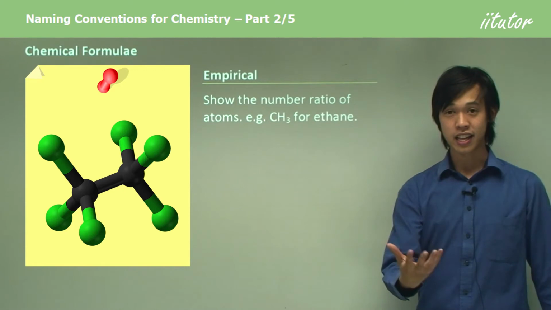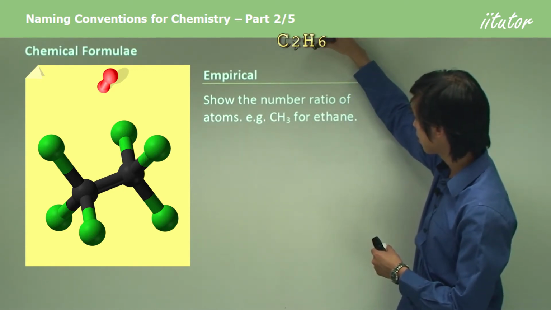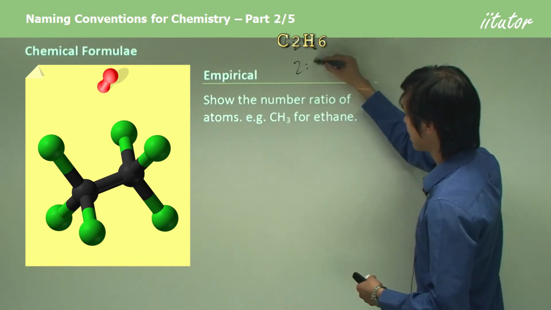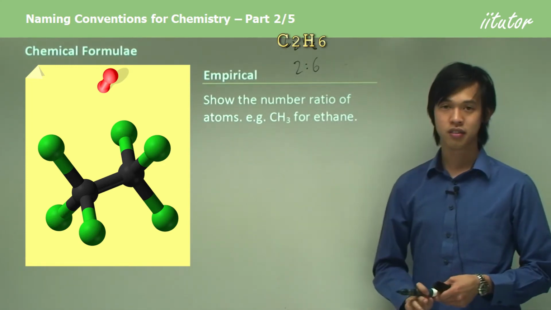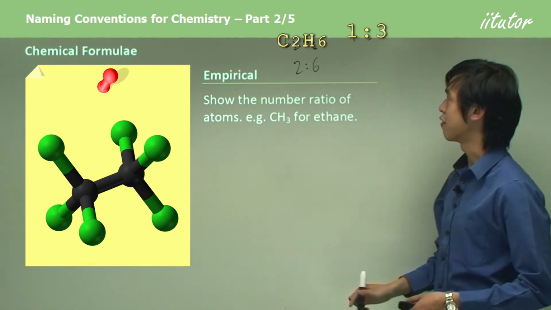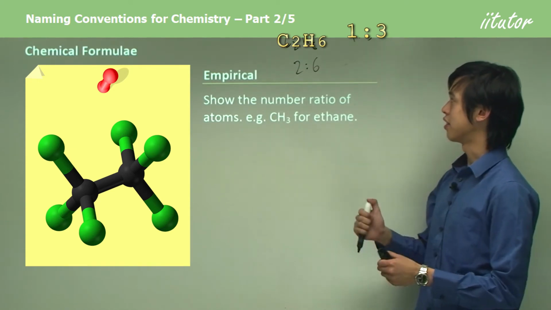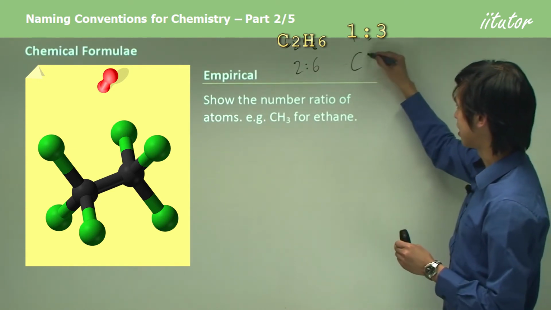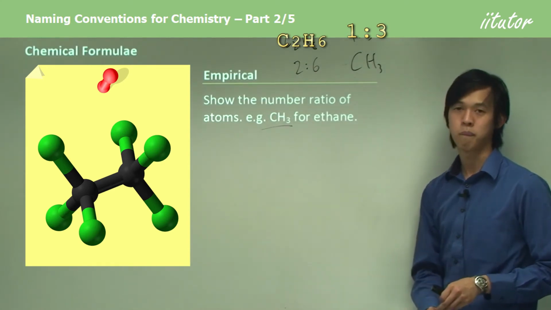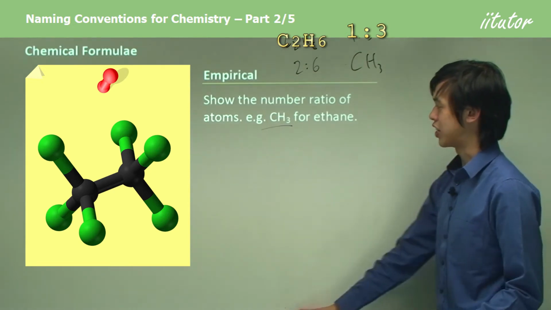So for that ethane again, we had C2H6, right? For every 2 carbons, there's 6 hydrogens. So we can actually reduce that ratio to be 1 to 3. For every 1 carbon, there's 3 hydrogens. So then we can just write this as CH3. And that's what we've got here. So it's just the lowest ratio.